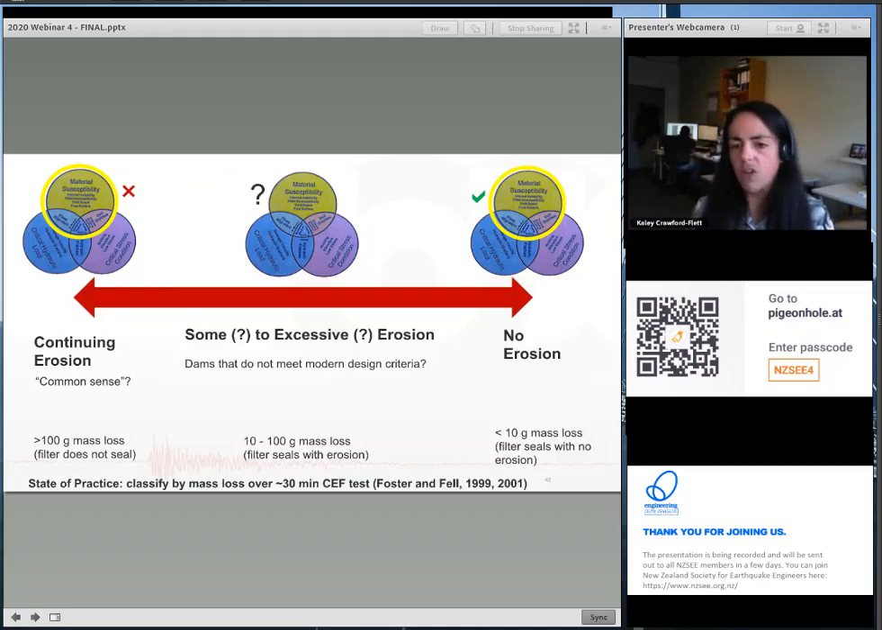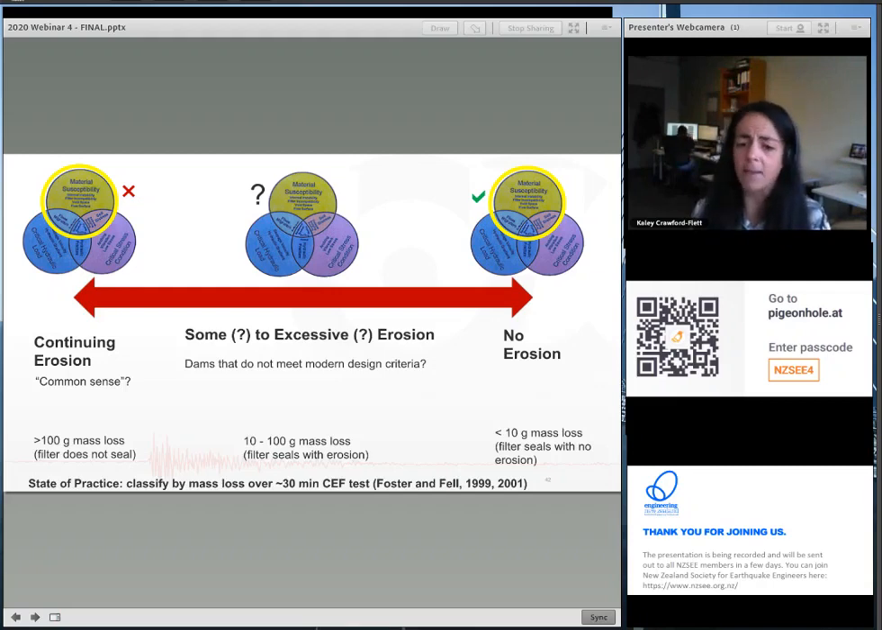What we actually realise we have here is, it's not an either or. On the right, that's that scenario of filtration where the filter seals, the particles are arrested and nothing more happens. On the left, that continuing erosion leading to breach.